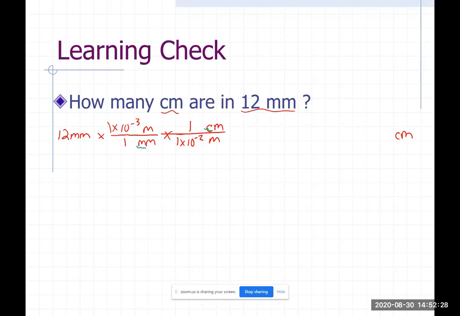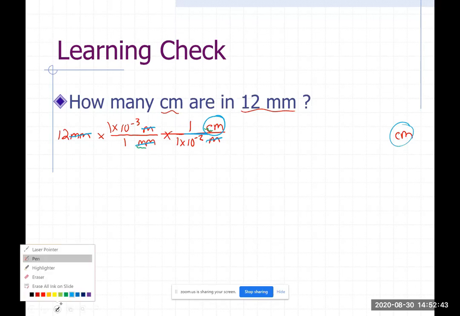And now we double check to make sure that we can cross-cancel everything. So we cross-canceled millimeters, we cross-cancel meters, we're left with centimeters. It's on the top, so that's what we're after. So our units are set up correctly. Now we just need to solve the math.